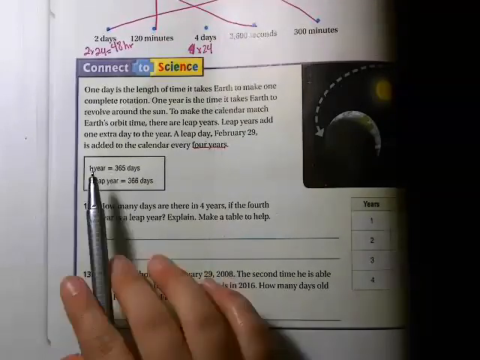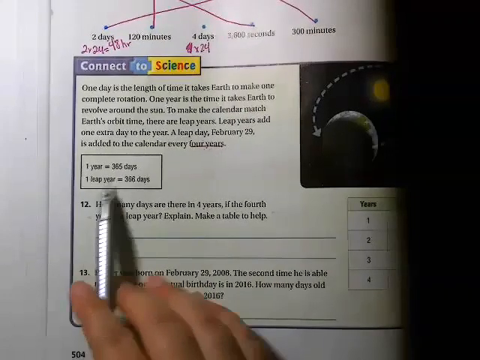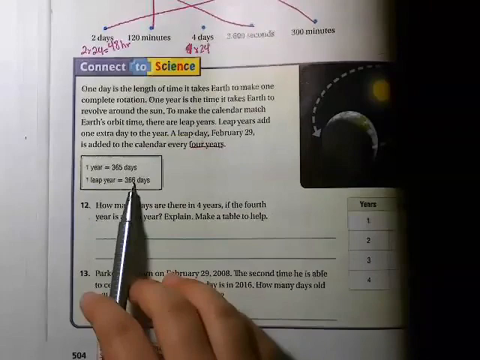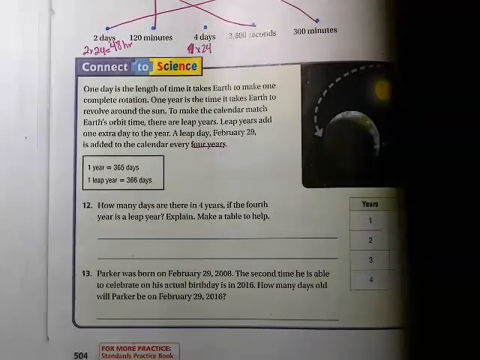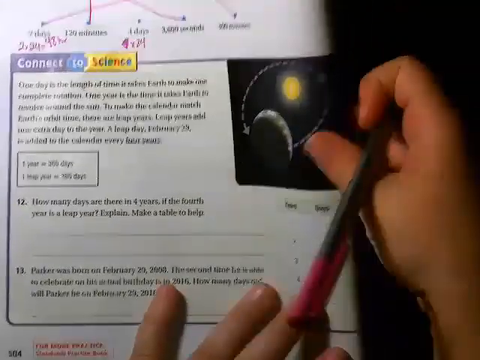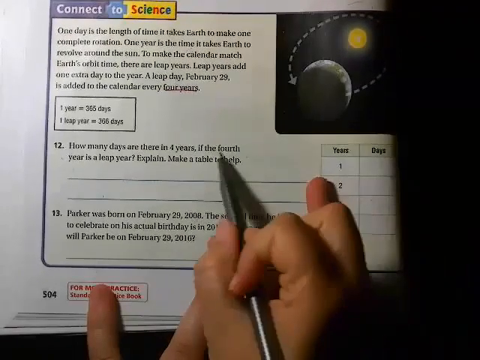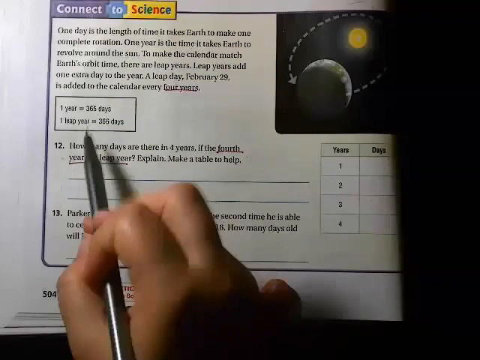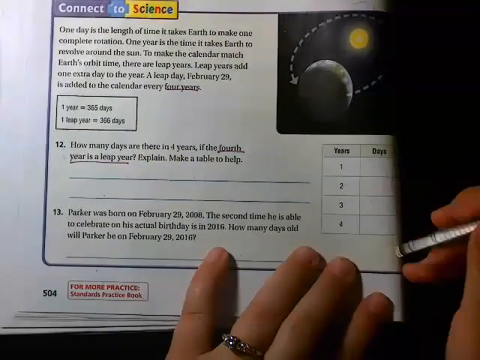All right, so 1 year is equal to 365 days, and 1 leap year is equal to 366 days because they add 1 on. So our first question asks us, how many days are there in 4 years if the 4th year is a leap year? Explain and make a table. They give us a table over here. And in our problem, it tells us that the 4th year is a leap year. So it told me in my little handy chart here that a leap year has 366 days.